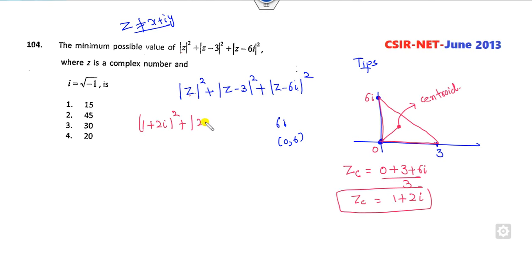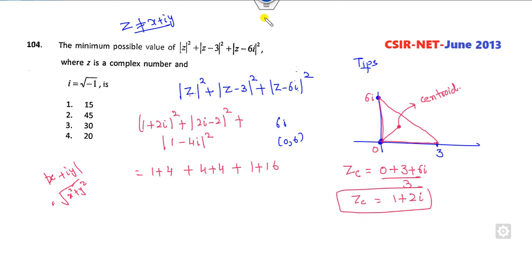So 1 plus 2 iota, square. 1 plus, so it's 2 iota minus 2, square. And it's 1 minus 4 iota, square. So what is the complex conjugate of this? So it's 1 plus 4, it's 4 plus 4, it's 1 plus 16. I think all of you know how you can find the complex conjugate of this. The absolute value of this is here because it's already squared. So what is that? It's 13, it's 17. It's 30 is the right answer of this problem. There is a simple way: you can find the centroid, find the distance between them, and you will get the minimum here.